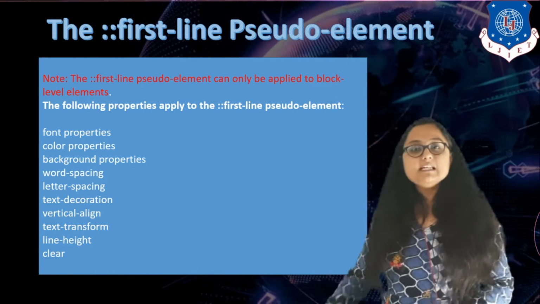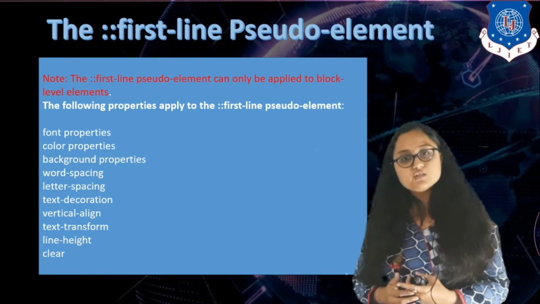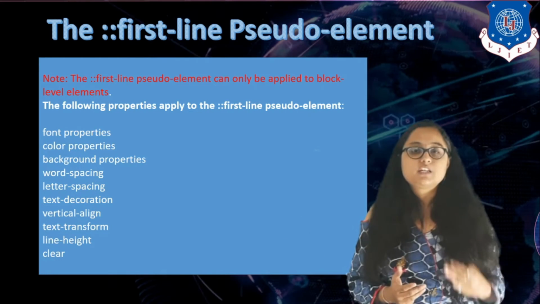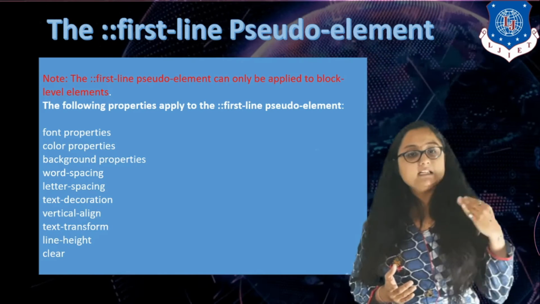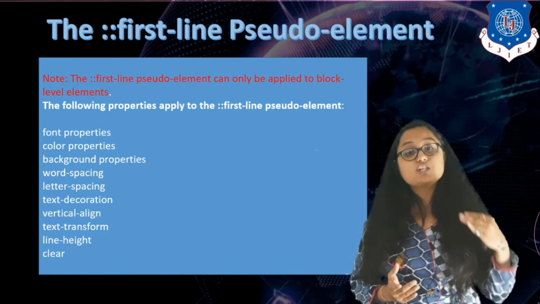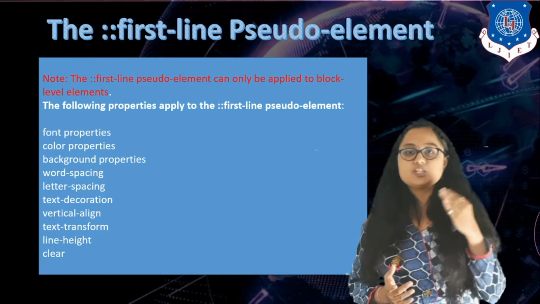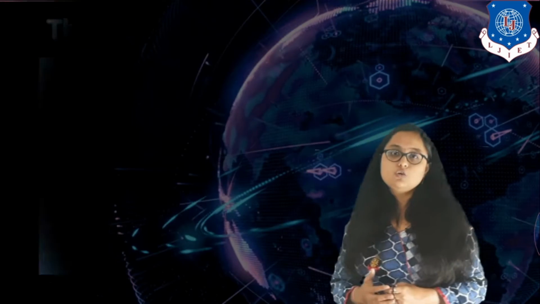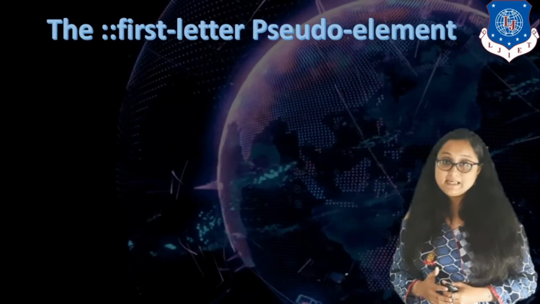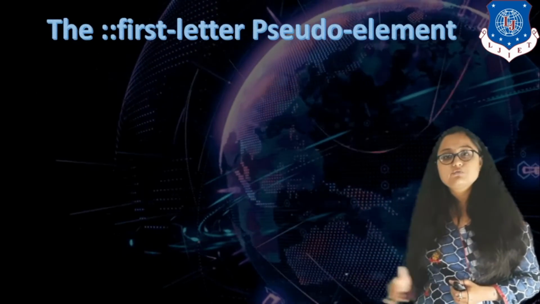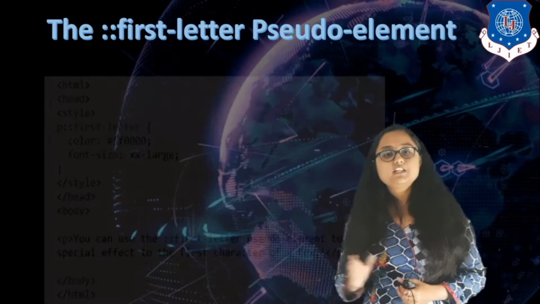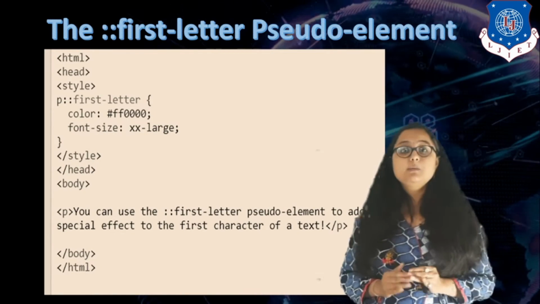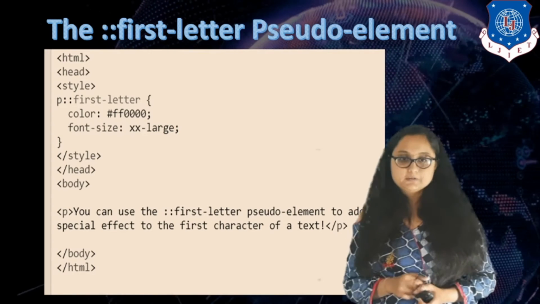Now what are the properties that you can use along with the first-line pseudo element? These are all the font properties, color properties, background properties, word spacing, letter spacing, text decoration, vertical alignment, text transformation, line height, and clear property. All these properties you can use along with your first-line pseudo element. The next after first-line is the first-letter pseudo element. It is similar to first-line, but it will be applied to only the first letter.